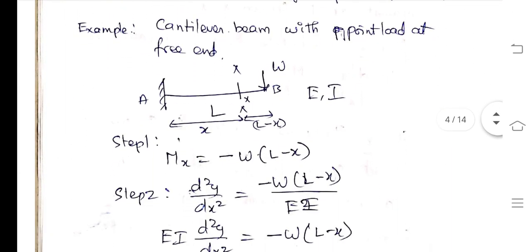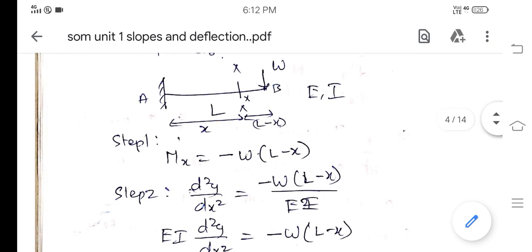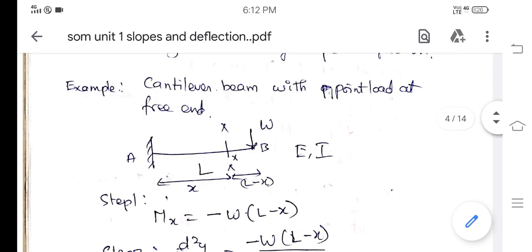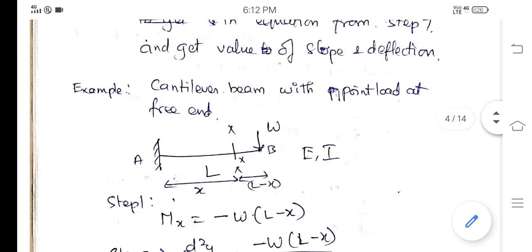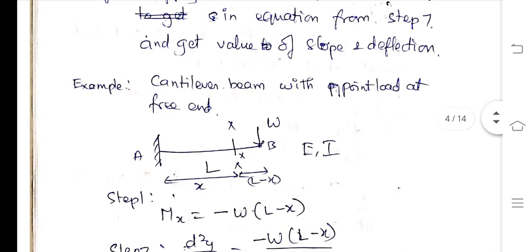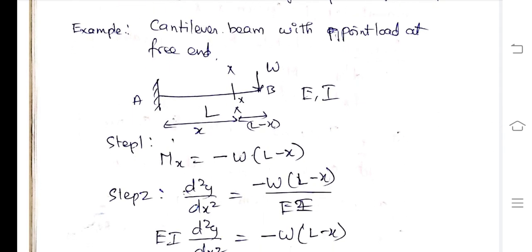Let's see an example problem. It is similar to the derivation here: find the slope and deflection at the free end for this cantilever beam with a point load W at the free end. The length of the beam is L. First step, take a section xx at a distance of x from the support, and the balance length is L minus x. E and I are constants throughout the beam.